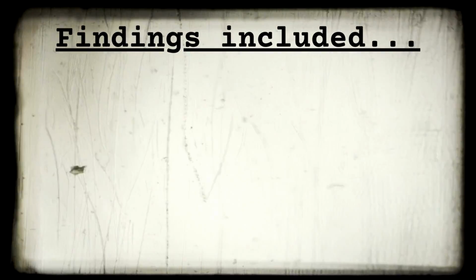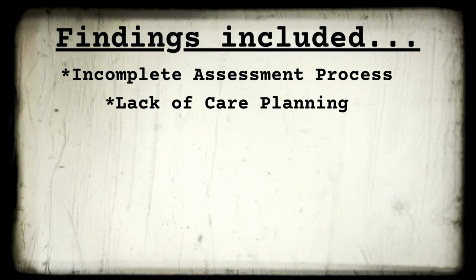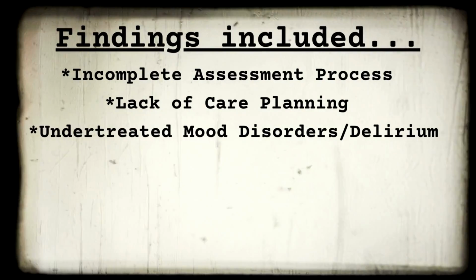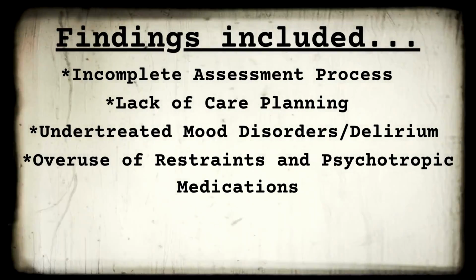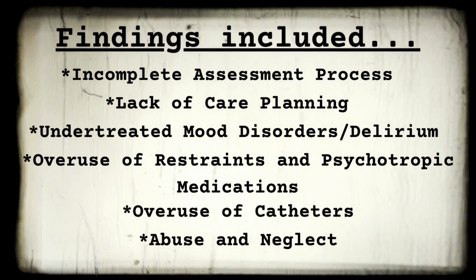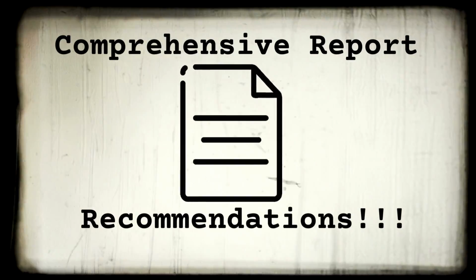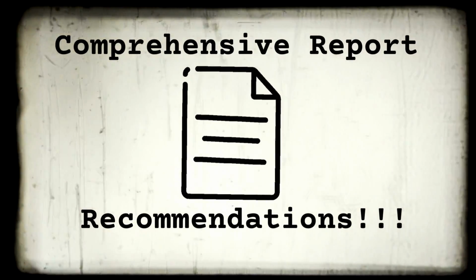The findings from this study included a number of unfortunate realities about the then current state of nursing home care, including the prevalence of inconsistent assessments of residents, lack of care planning, undertreated mood disorders and delirium, overuse of restraints and psychotropic medications, catheter overuse, and tragically, abuse and neglect. The study resulted in a comprehensive report that included recommendations for improving care within nursing facilities.